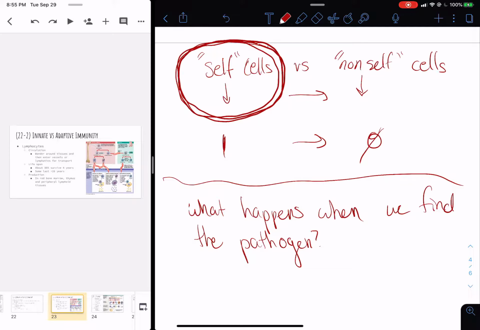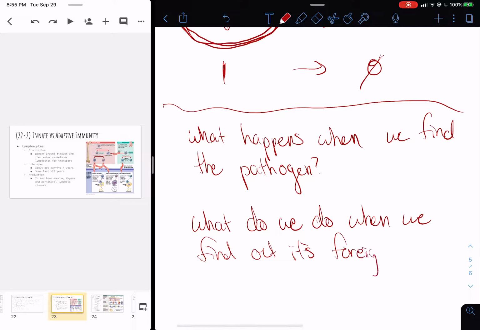So what happens when we find the pathogen? How do we know that it's a pathogen? How do we interact with a pathogen to figure out that it's a pathogen? What do we do to it if we figure out it's a pathogen? Right, so that's the next step. What do we do when we find out it's foreign?